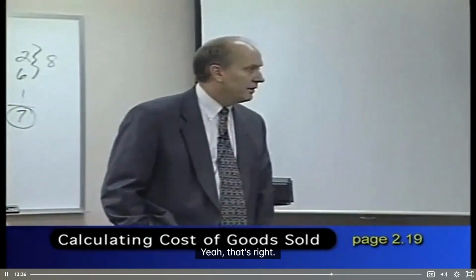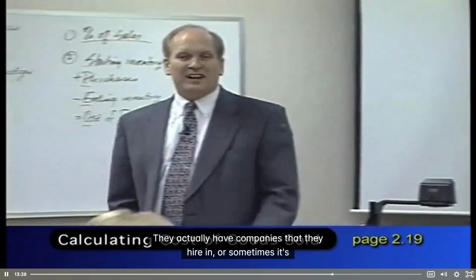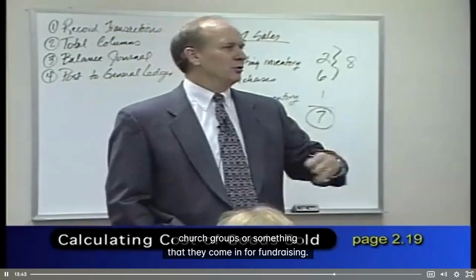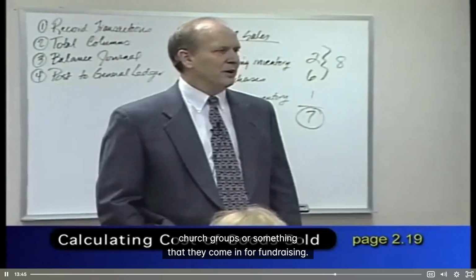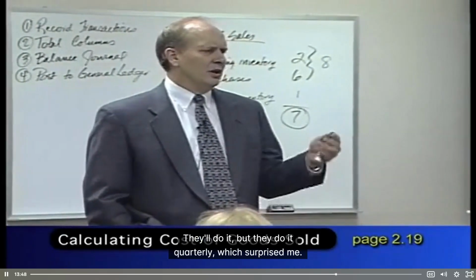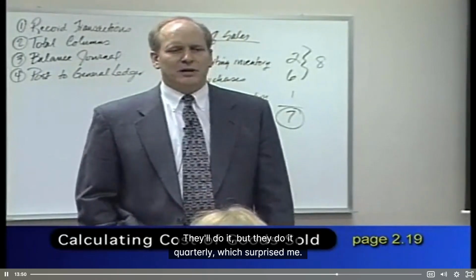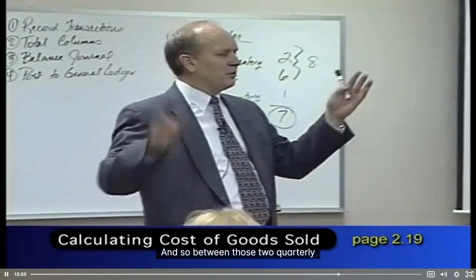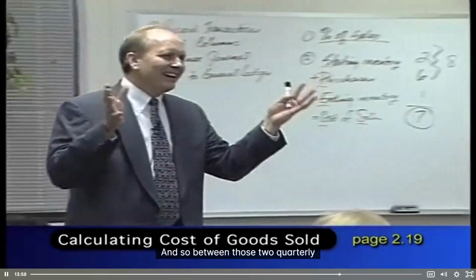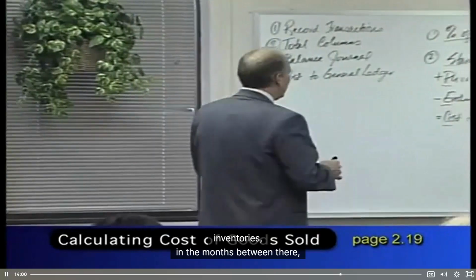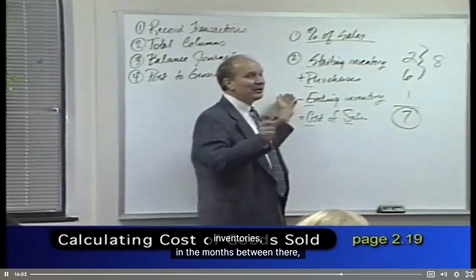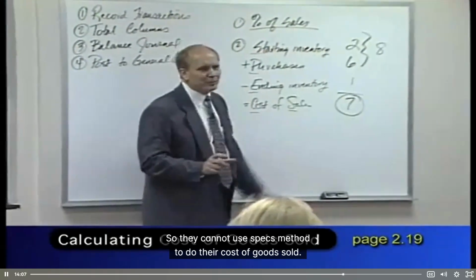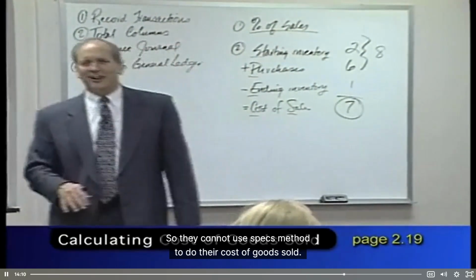That's something that they outsource to inventory specialists. That's right. They actually have companies that they hire in, or sometimes it's church groups or something that come in for fundraising. They'll do it. But they do it quarterly, which surprised me. In any event, in between there, they still do financial statements, and so between those two quarterly inventories, in the months between, they don't have an ending inventory because they only do it once a quarter. So they cannot use the specs method to do their cost of goods sold.